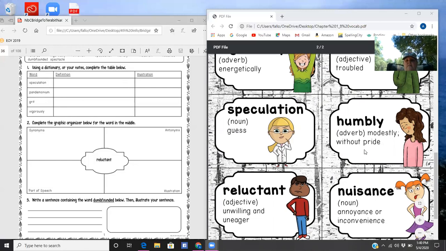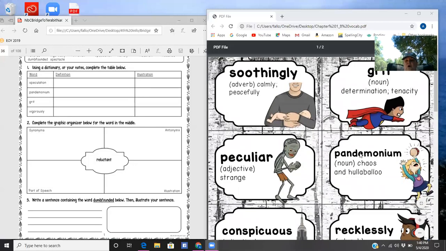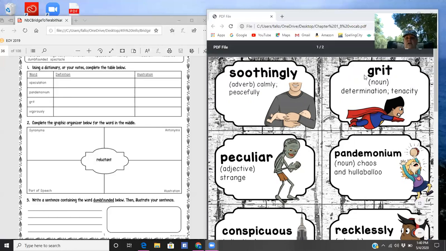The next word is pandemonium. So I'm going to find pandemonium right here on my cards. It gives me the definition, and it gives me an idea for an illustration for me to draw. The next word is grit, which is right here. Definition. Now it shows a superhero kind of gritting his teeth as he's flying off to save the world because he is determined to save the world. So that could be an idea for an illustration or something else that shows you're determined or you have grit.